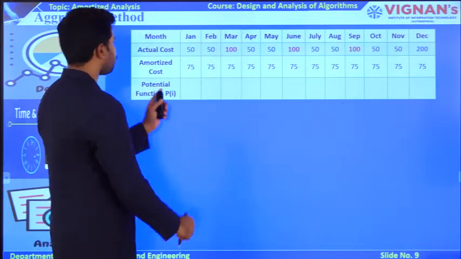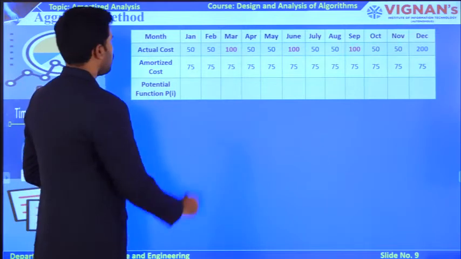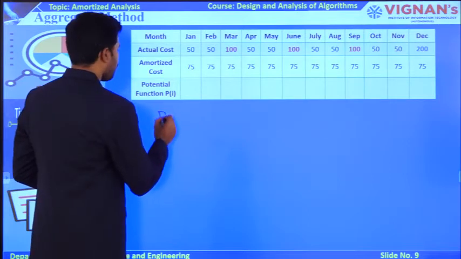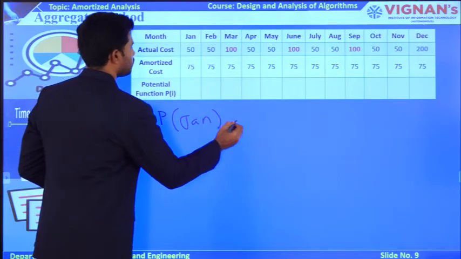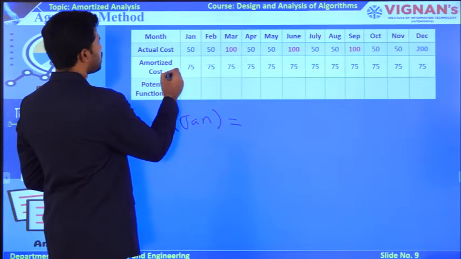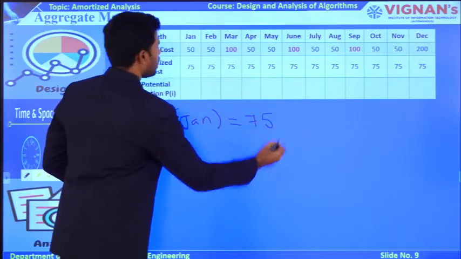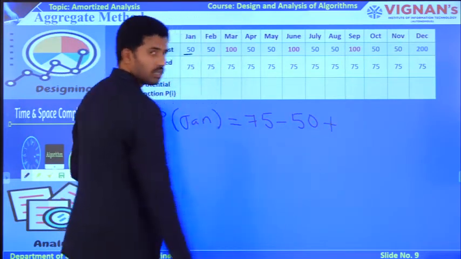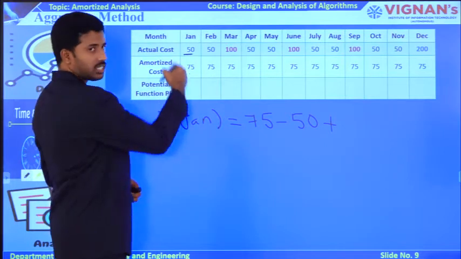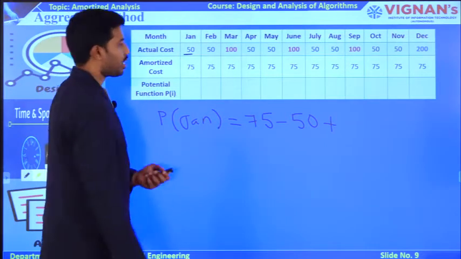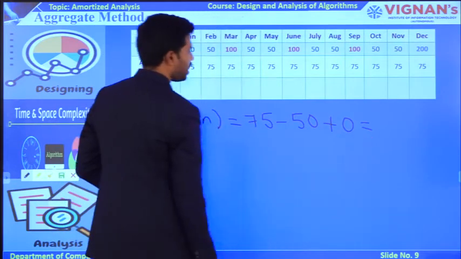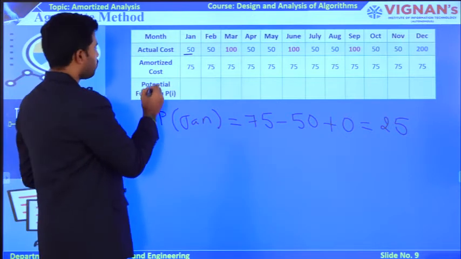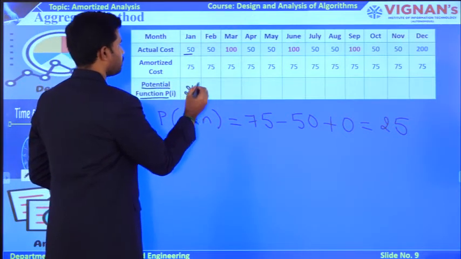Now your task is to fill this last row. What is the value that will be available in the first column, January? What happens if I apply the potential function on January? The amortized cost is 75. The actual cost for January is 50. Is there any previous month available before January? Nothing is available, so consider it as 0. So 75 minus 50 is 25. The value under the January column for your potential function is 25.